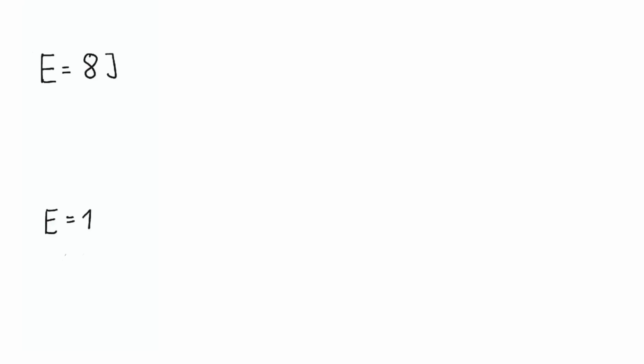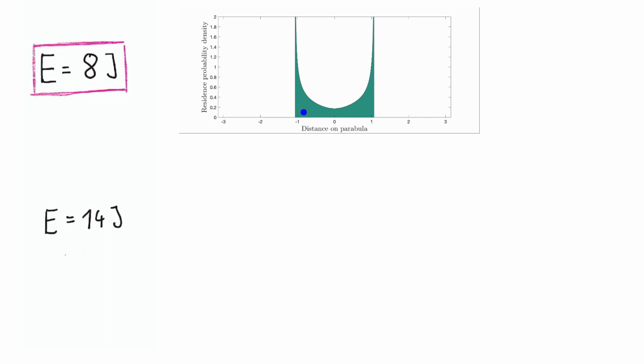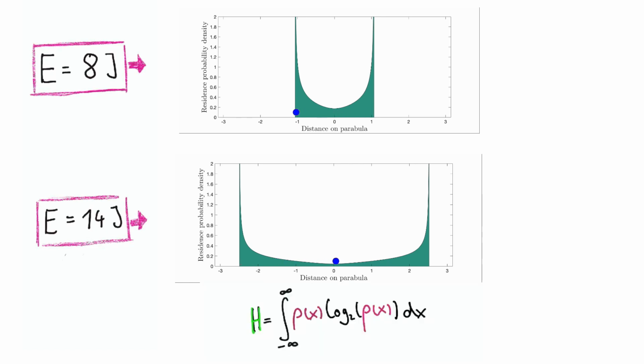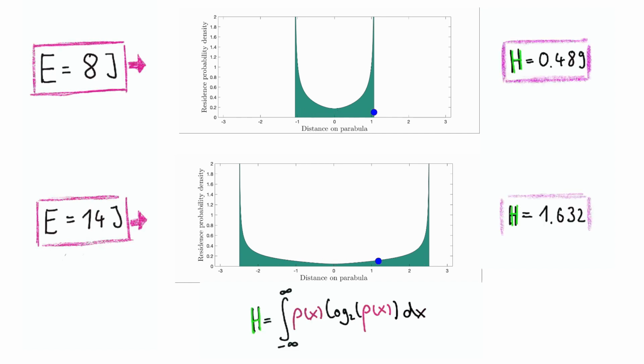To calculate the residence probability of the rolling ball, we first want to plot the distance along the parabola on the x-axis. For an energy of 8 joule, we get the following probability. Further up the parabola, the ball stops and the probability to find it here is the highest. For 14 joule, the ball rolls higher and there is a broader probability to find it. We can then insert this into the formula of differential entropy and get for 8 joule an entropy of 0.489 and for 14 joule an entropy of 1.632.